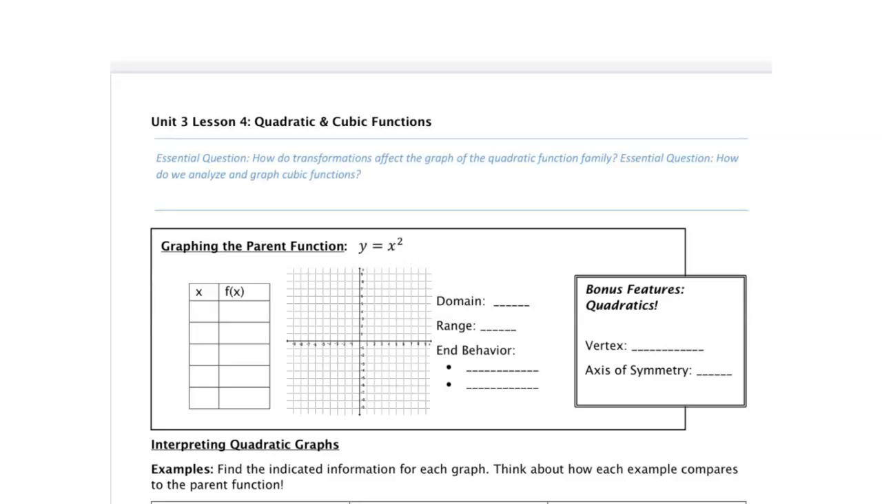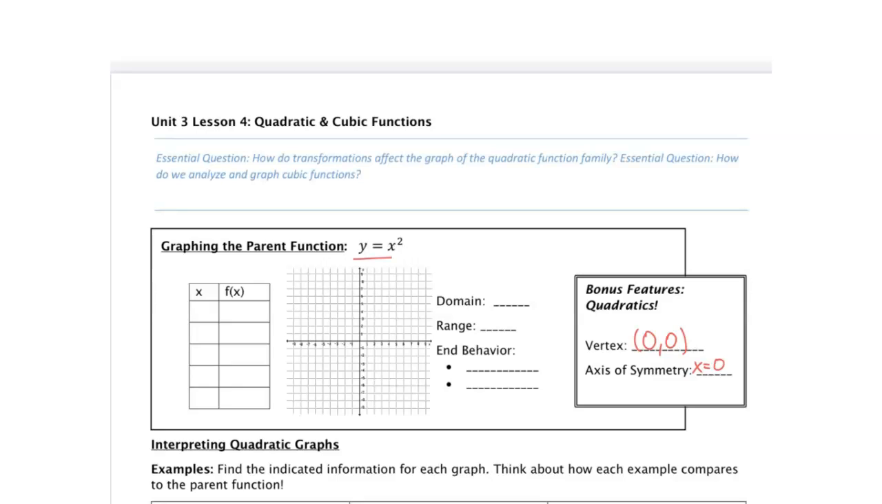The very first function that we'll look at is our quadratic function. And we'll look at the parent function for it. So y equals x squared. Some bonus features that you'll find for a quadratic function are a vertex as well as an axis of symmetry. The vertex for our parent function here is 0, 0. And the axis of symmetry will be x equals 0. We'll talk about how this all relates once we graph it.